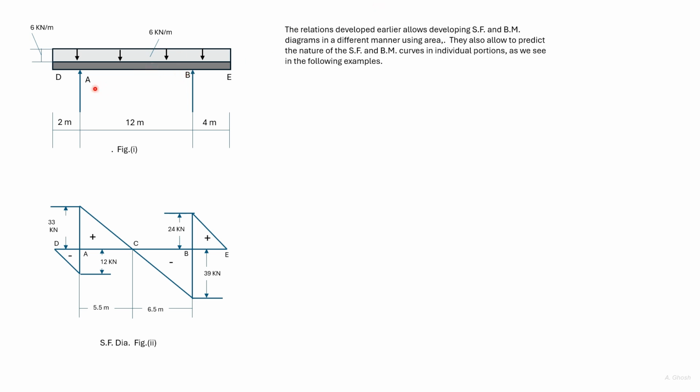We initially get the reactions at A and B. To start with, we take moments about B. Then Ra into 12 is equal to 108 into 5, from which we get Ra is 45 kilonewton. Summing of forces in the vertical direction, we get Rb as 63 kilonewton.